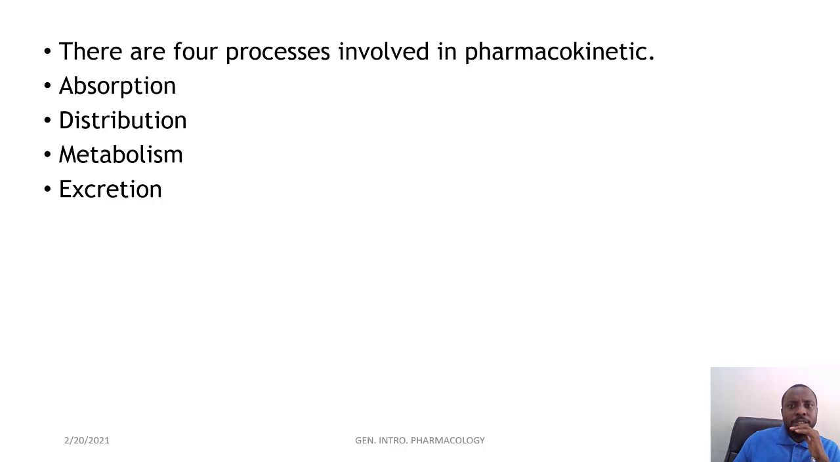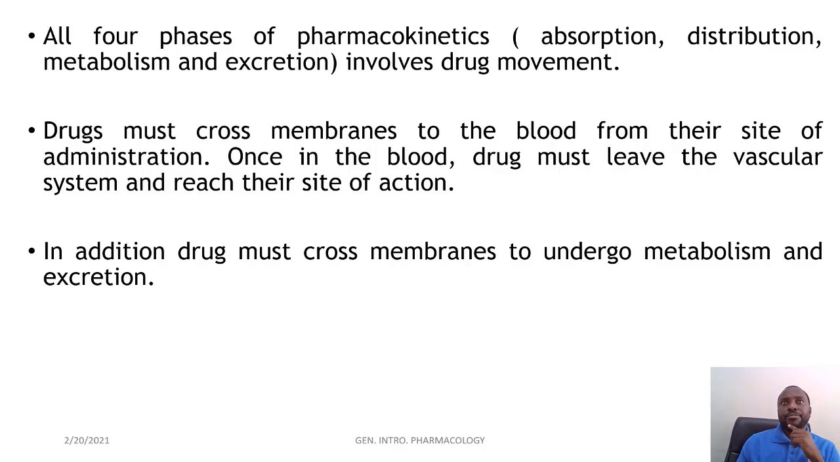There are four processes involved in pharmacokinetics. So in pharmacokinetics, we have four processes: absorption, distribution, metabolism, and excretion. All four phases of pharmacokinetics are absorption, distribution, metabolism, and excretion. And as I said, they all involve drug movement.